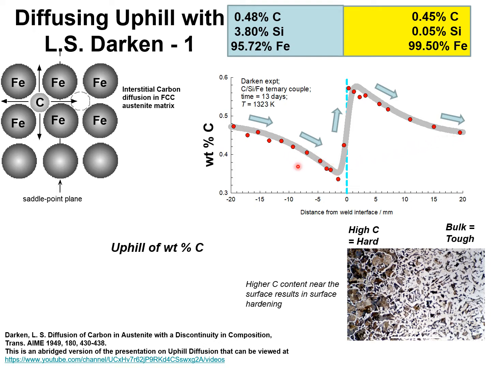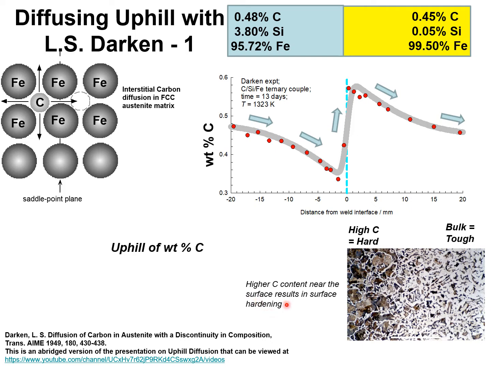So in this region, the carbon atoms experience uphill diffusion from a low concentration of carbon to a high concentration of carbon. This is a technique used for surface hardening because the surface now contains a higher portion of carbon and is harder than the bulk that is tougher.